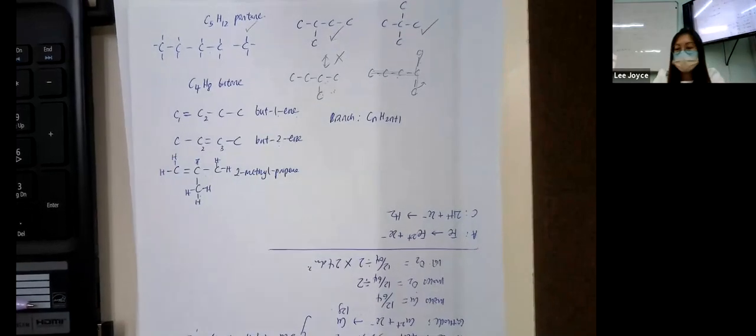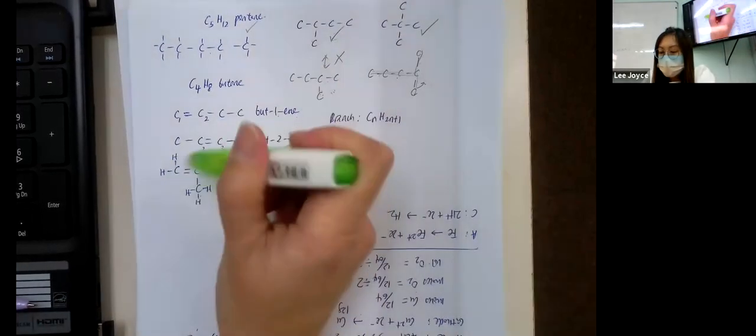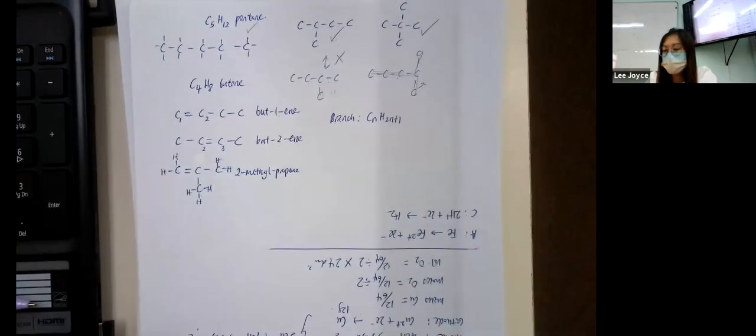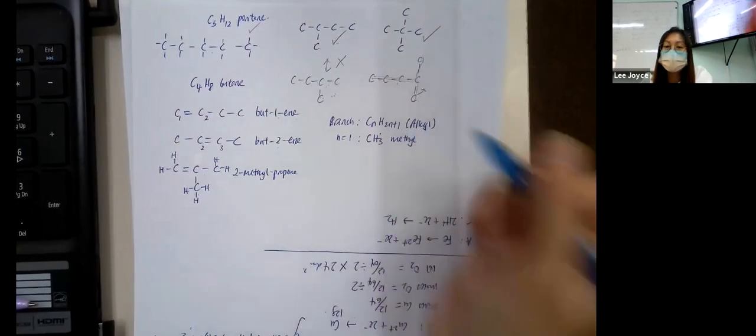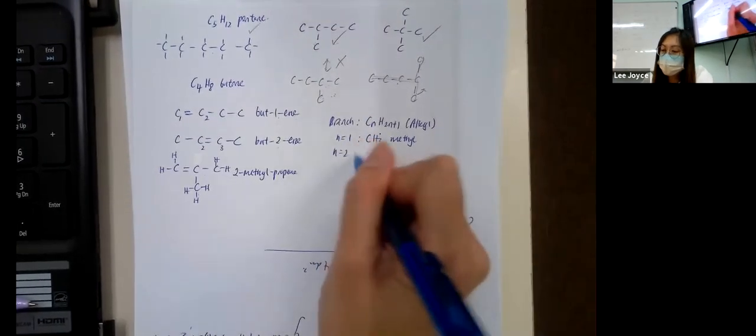Alright, so this is a branch because it contains 1 carbon and 3 hydrogens, which fulfills the general formula of a branch, the substituent. When n equals 1, it gives you CH3. We call this a methyl, because the family name for a branch is alkyl. So n equals 1 is methyl, and n equals 2, C2H5, is ethyl.